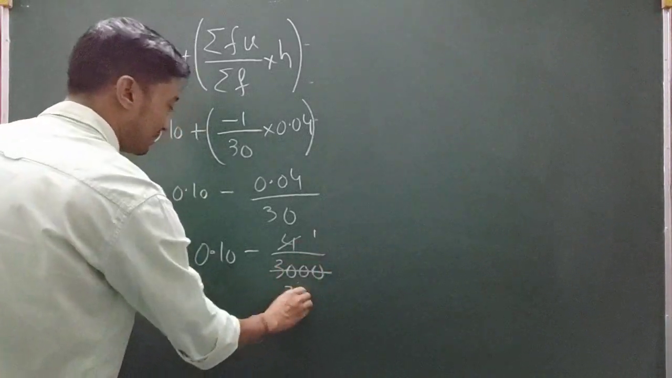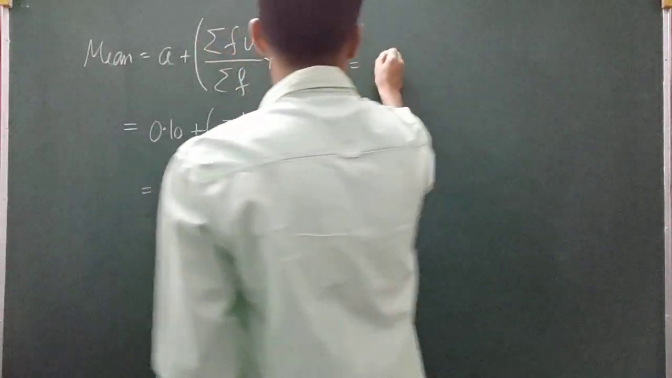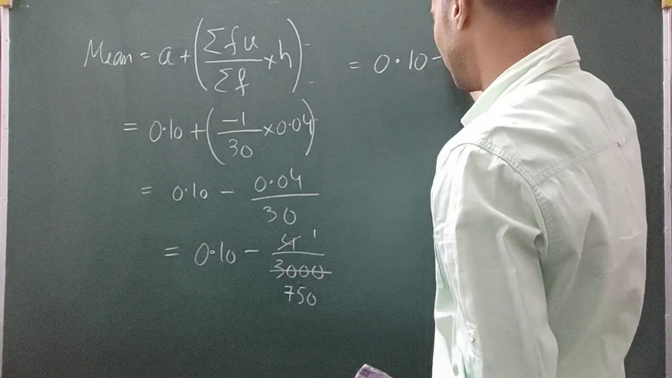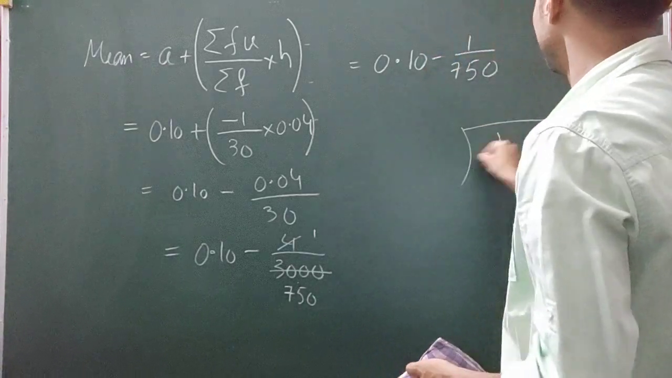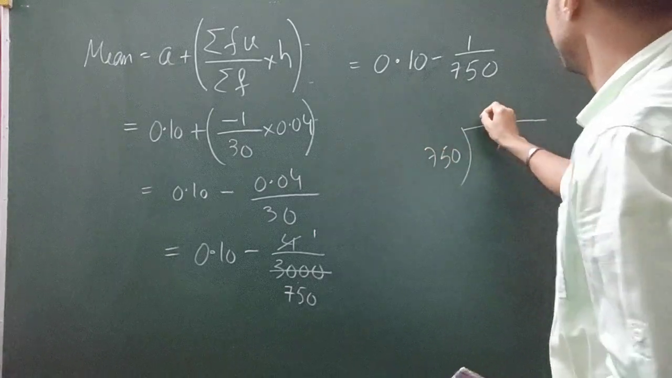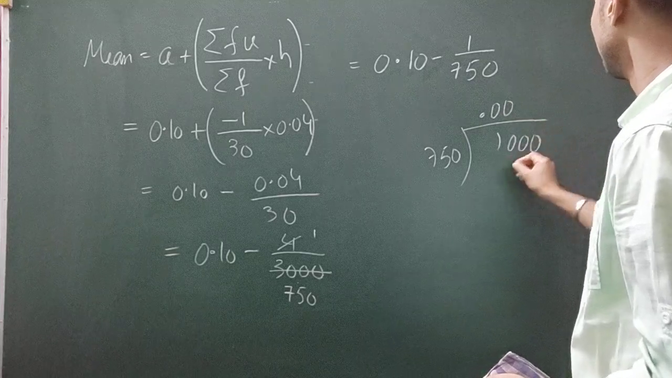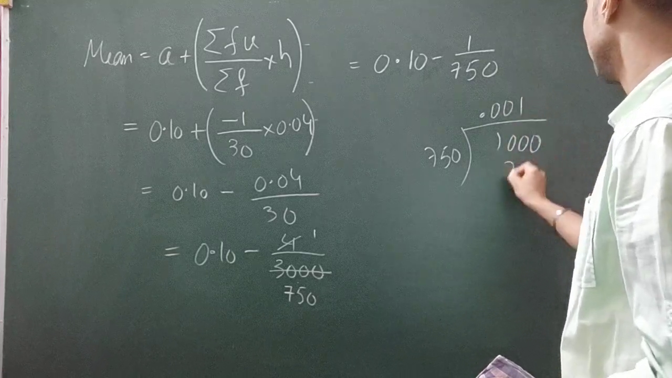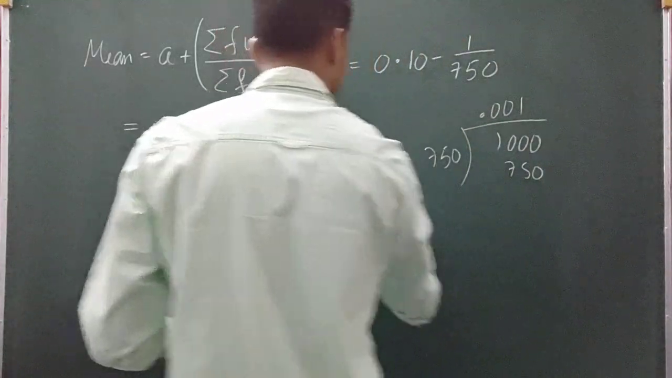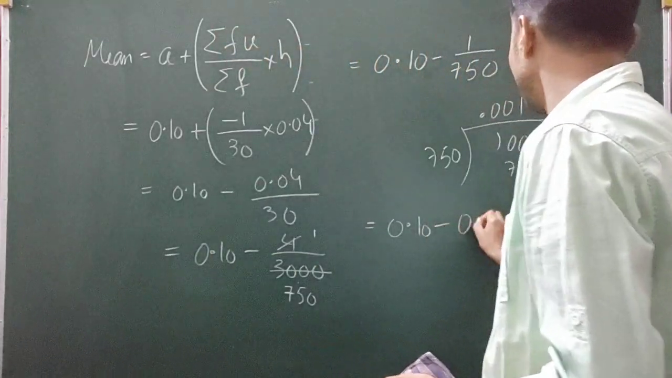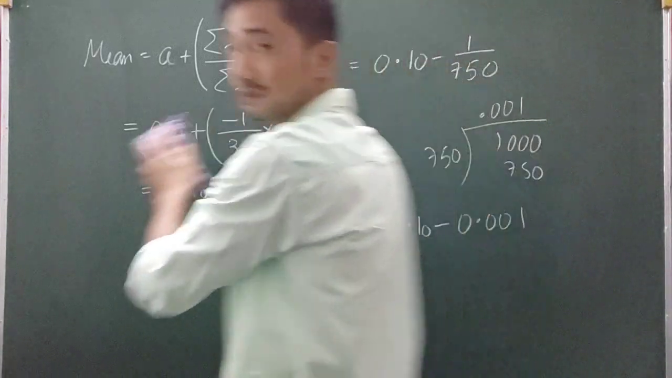4 ones are 4, 4 sevens are 28, 29, 30, 4 fives are 20. So this value is 0.10 minus 1 divided by 750. So we can divide 1 by 750, no decimal, 0, 1 more 0, then 0. So 1 times 750, that should be sufficient. So 0.10 minus 0.001. This is done.